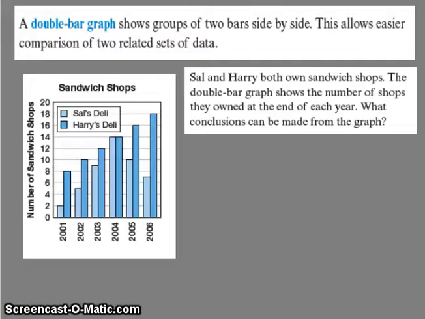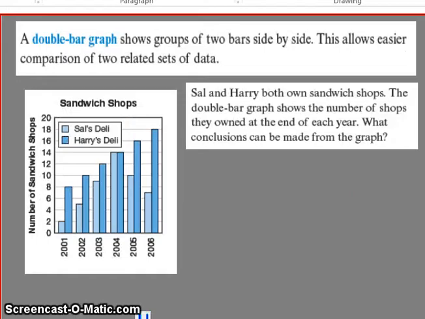Now this is another example. It needs to be in your book. Double bar graphs show two kinds of bars side by side, so that allows easier comparison of two related sets of data. We use double bar graphs when we want to compare the amounts of two things. So Sal and Harry both own sandwich shops. The double bar graph shows the number of shops they owned at the end of each year. What conclusions can be made from the graph?